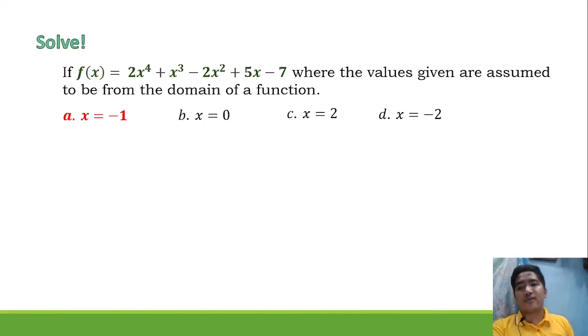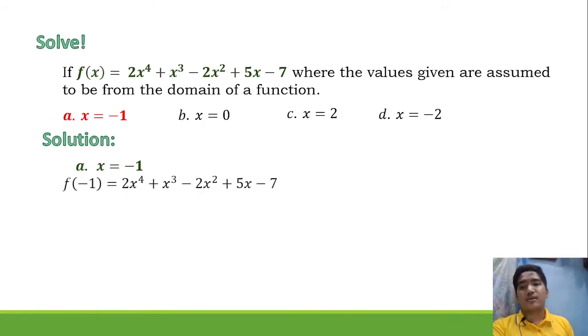Okay, now let's solve for the value of x is equal to negative 1. So we have a, x is equal to negative 1. So same process kung ano yung ginagawa natin kanina, same lang dito yan. Okay? So first, substitute muna natin sa function of x natin yung ating x value which is negative 1. So we have f of negative 1 is equal to 2x to the fourth power plus x cubed minus 2x squared plus 5x minus 7. So kinopya ko lang ulit yung ating pinaka equation. Okay? So we have the negative 1.